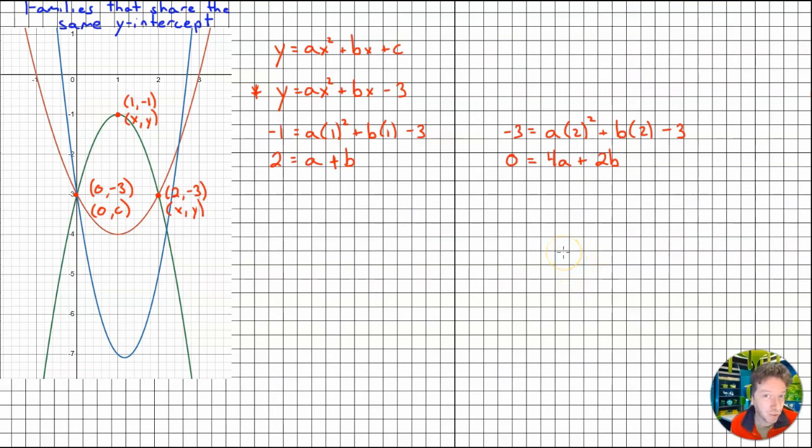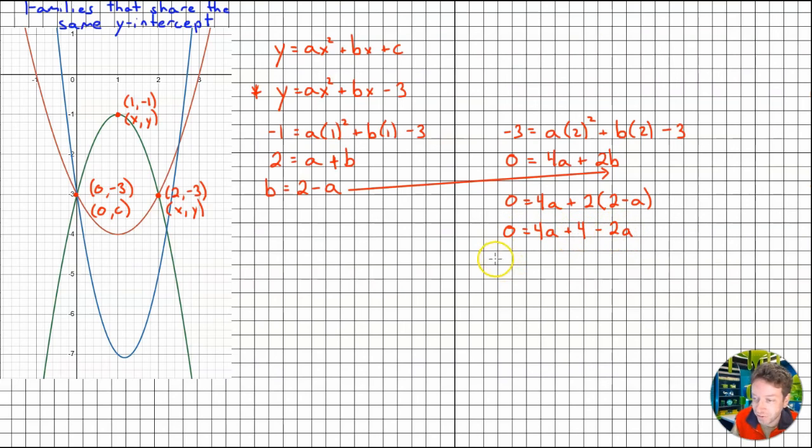So here we have a system of equations, or two equations with two unknowns. So what I can do is solve for b in this case. So if I solve for b, we get b equals 2 minus a. And then we can substitute that into b here, which gives us 0 equals 4a plus 2. And when you substitute, use brackets. So we have (2 minus a). Now we can solve for a. So 0 equals 4a plus 4 minus 2a.